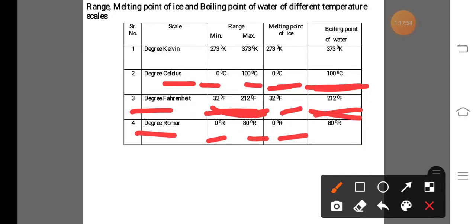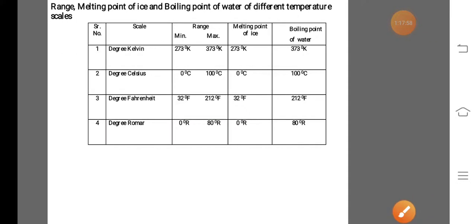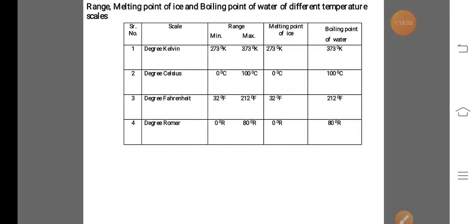Like that, our second practical is completed here, and the variation content of this temperature practical we are already discussing in the theory syllabus. So this practical is completed. Thank you.